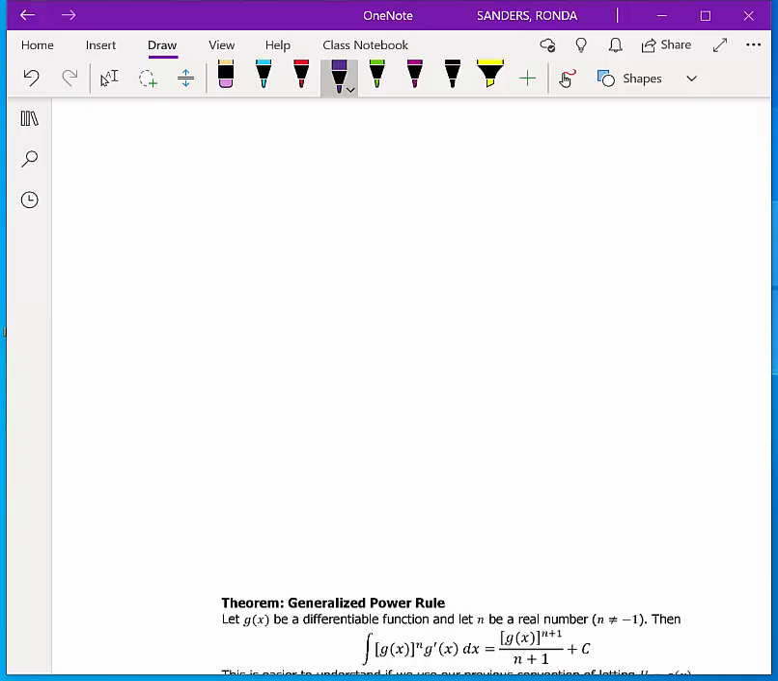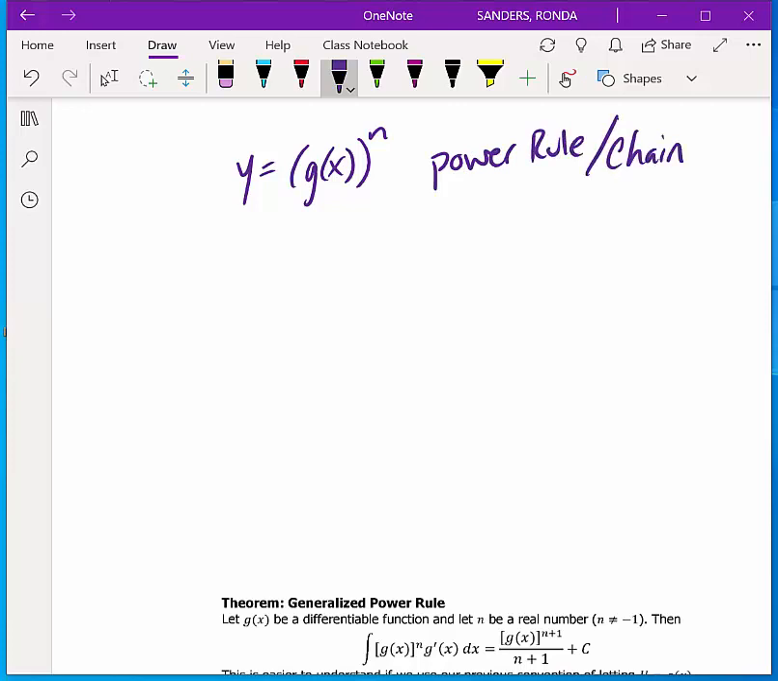Every rule for differentiation must have a corresponding rule for anti-differentiation. For example, if we wanted to evaluate the derivative of y is equal to g of x raised to the power n, we would use the power rule with the chain rule. So when we take our derivative, y prime, we would evaluate with the power rule first.